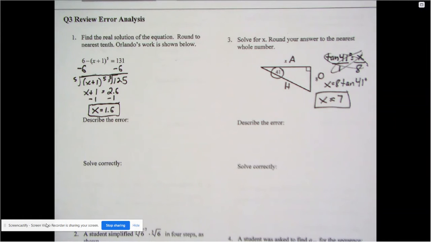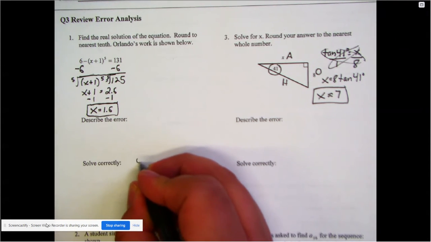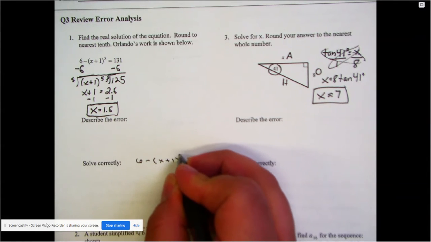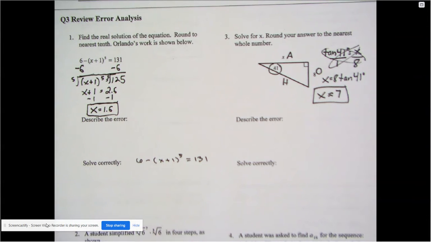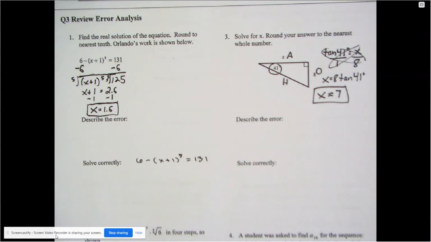It says find the real solution to the equation, round to the nearest tenth, and Orlando's work is shown below. When you do an error analysis, the best thing to do is do the problem yourself. The question here says 6 minus (x plus 1) to the power of 5 is equal to 131. Now, we have something in our word wall that helps us with this. When I look at my word wall carefully, it says it right here. This equation has a power, an exponent.